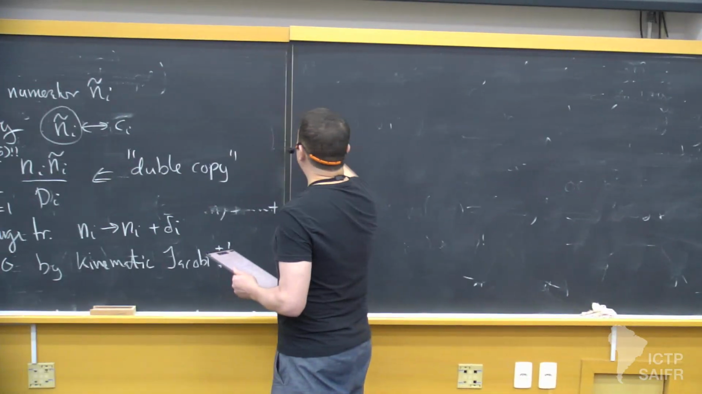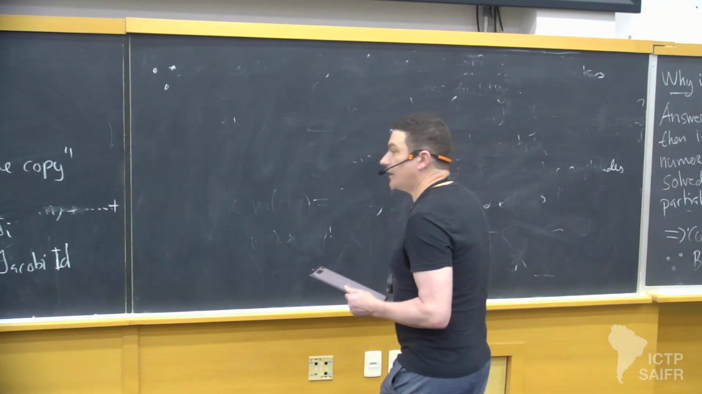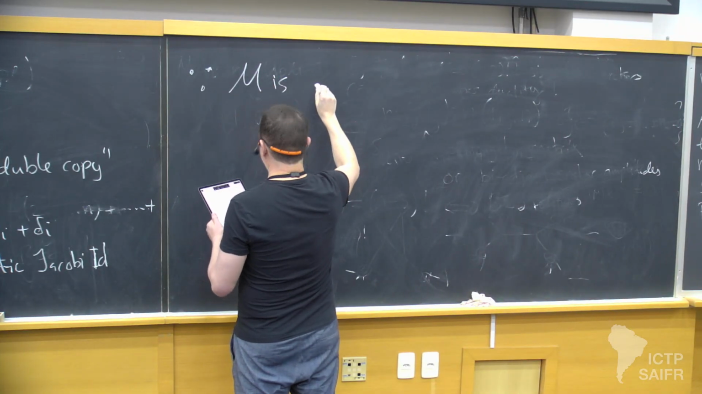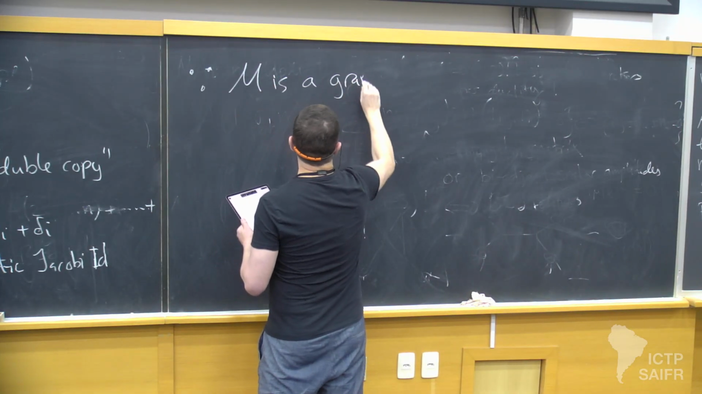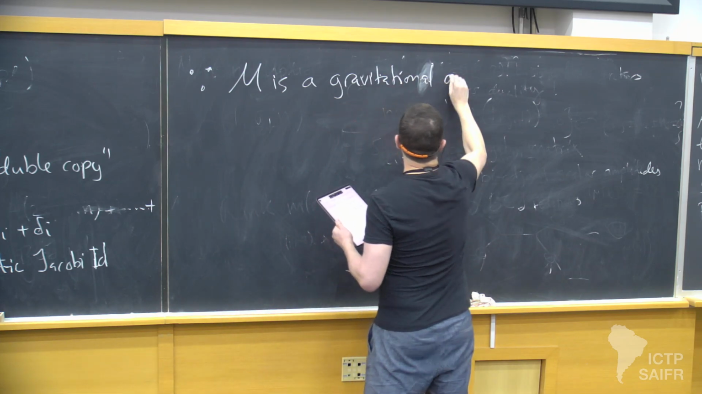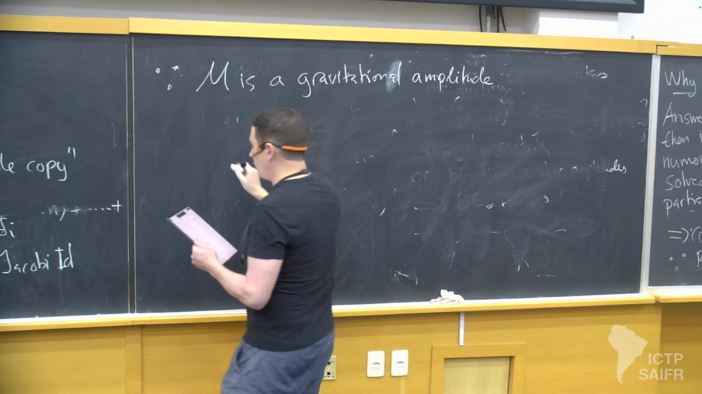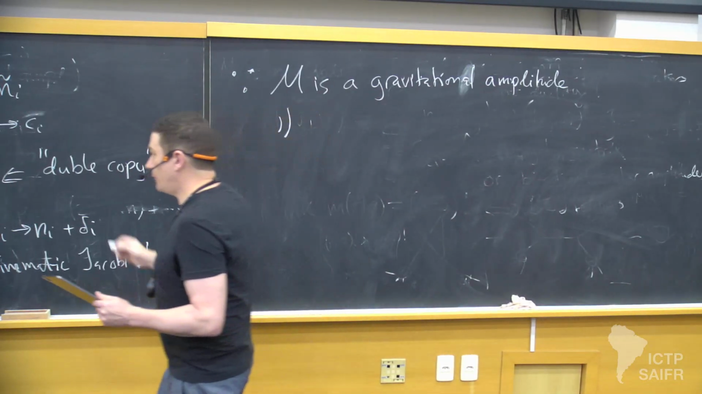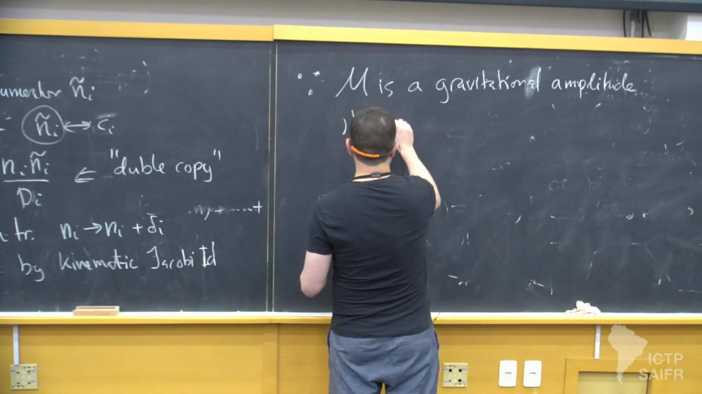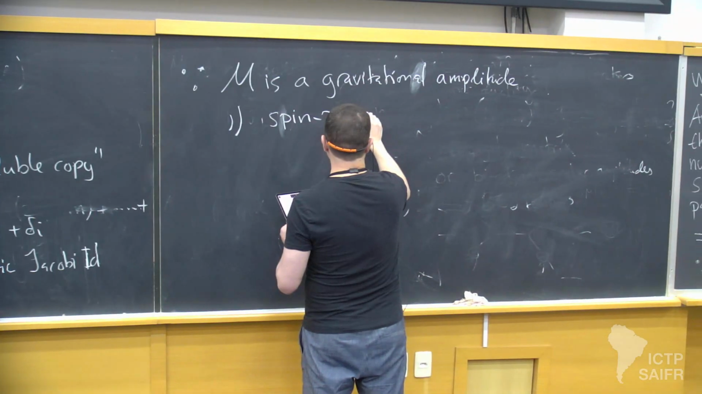Okay, but so what we have essentially shown here is that this M is actually a gravitational amplitude. So M is a gravitational amplitude. Why? Because first of all, if we have two copies of polarization vectors, then it actually contains spin 2 particles, or polarization.